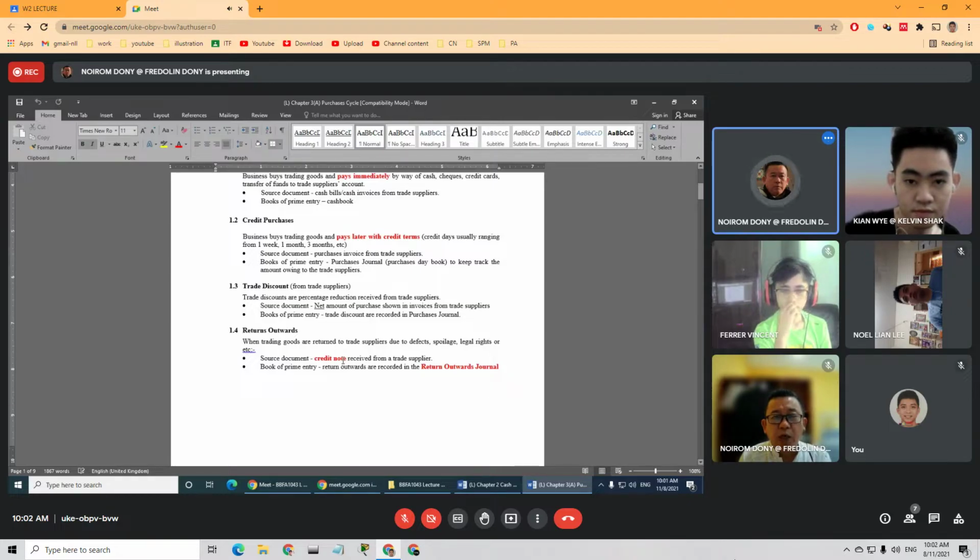Meaning you have to look at the wording. If you receive a credit note from the supplier, this is referring to return outward. But if a credit note is sent to the trade receivable, that is referring to return inward. So it is different. You have to look at the keyword, that is received or sent.